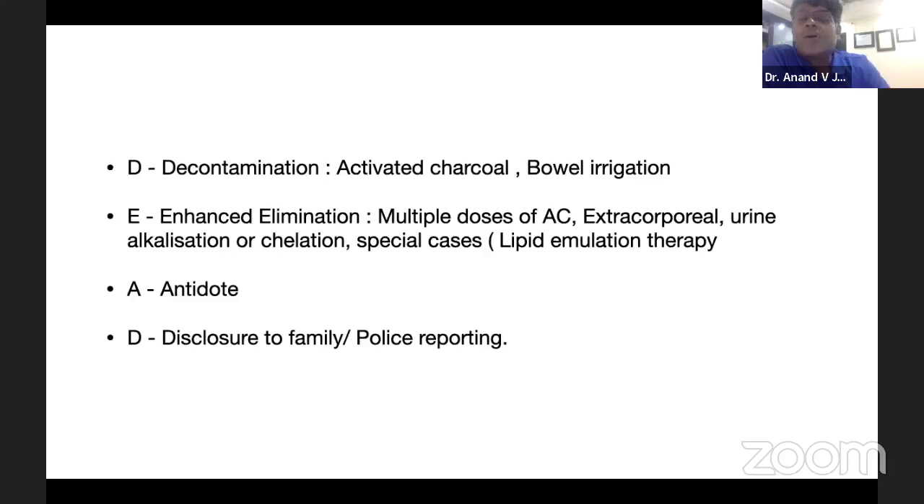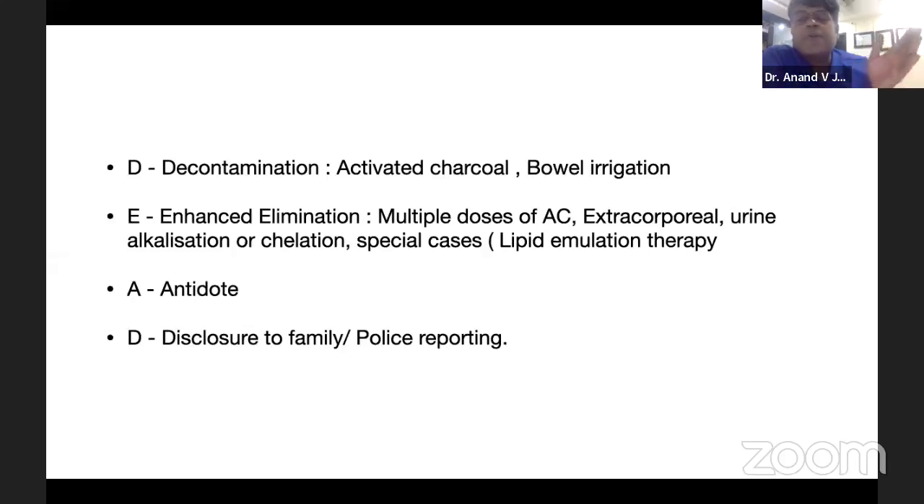Majority of the time you may not know the antidote, but if you need to know the antidote, you need to give an early antidote. And finally, you should disclose. It is your responsibility to disclose it to the family and report it to the police. So these are all a gross approach.